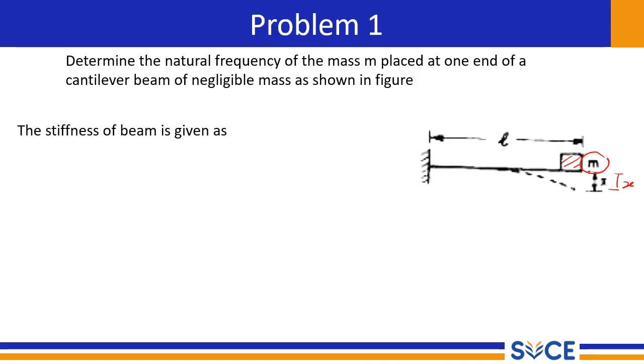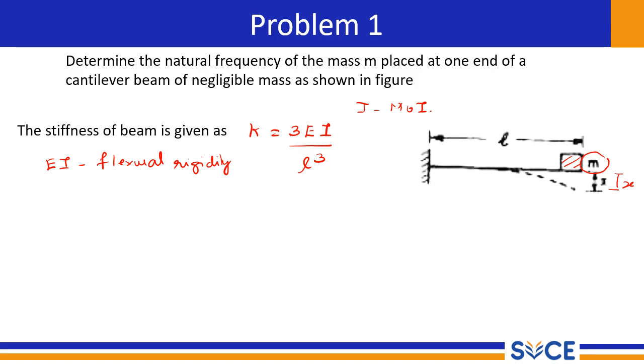For this, we already know from the strength of materials that the stiffness of this cantilever beam is given as K equal to 3EI divided by L cube, where E is Young's modulus and I is the moment of inertia. Otherwise, we can also call EI the flexural rigidity of the beam. If the flexural rigidity is more, then the deflection is very less.